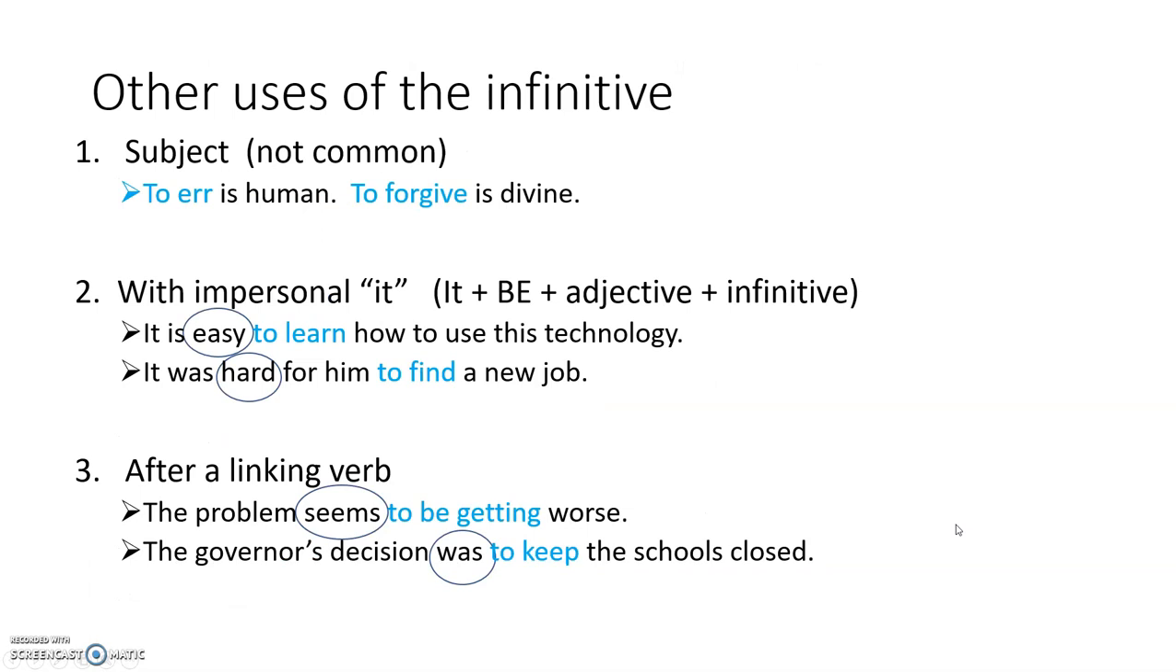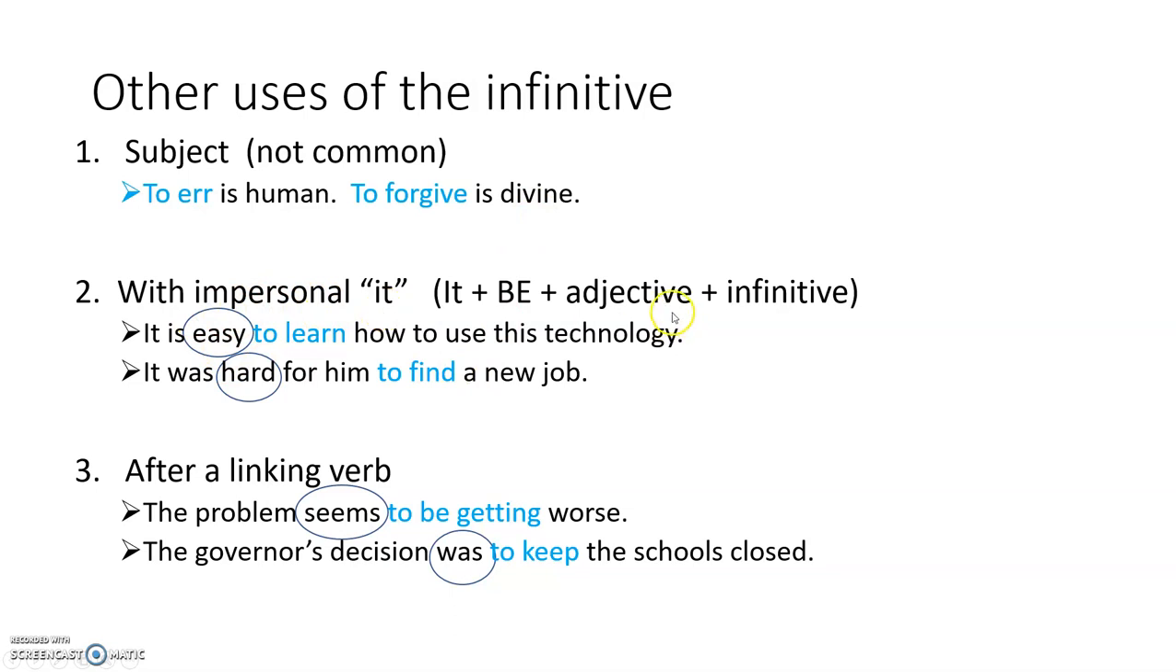Some other ways we use infinitives besides object. So the first way is as a subject. I don't think this is very common. Sometimes people use it for proverbs or sayings. To err is human, to forgive is divine. I think number 2 is very common.